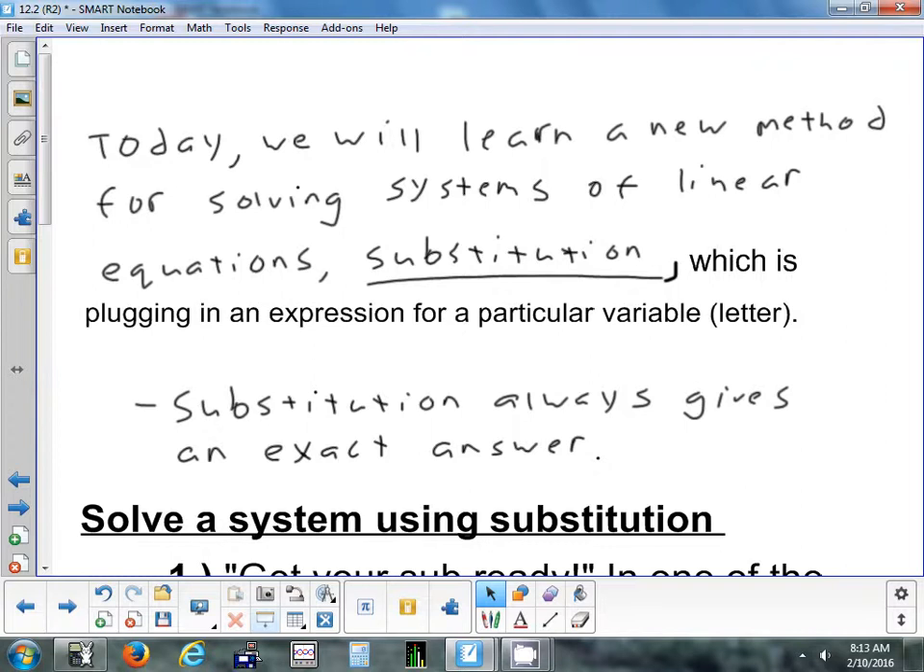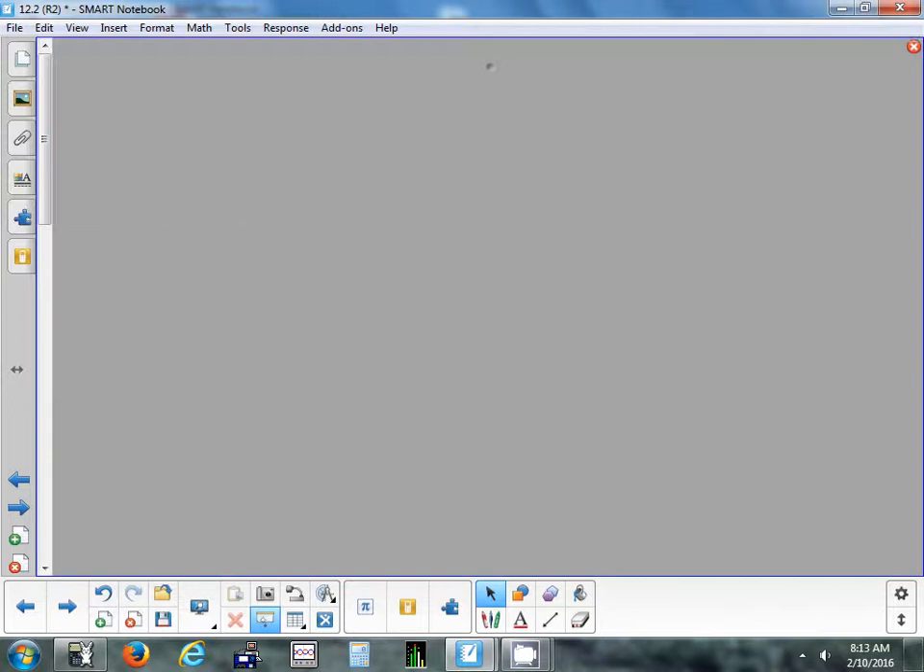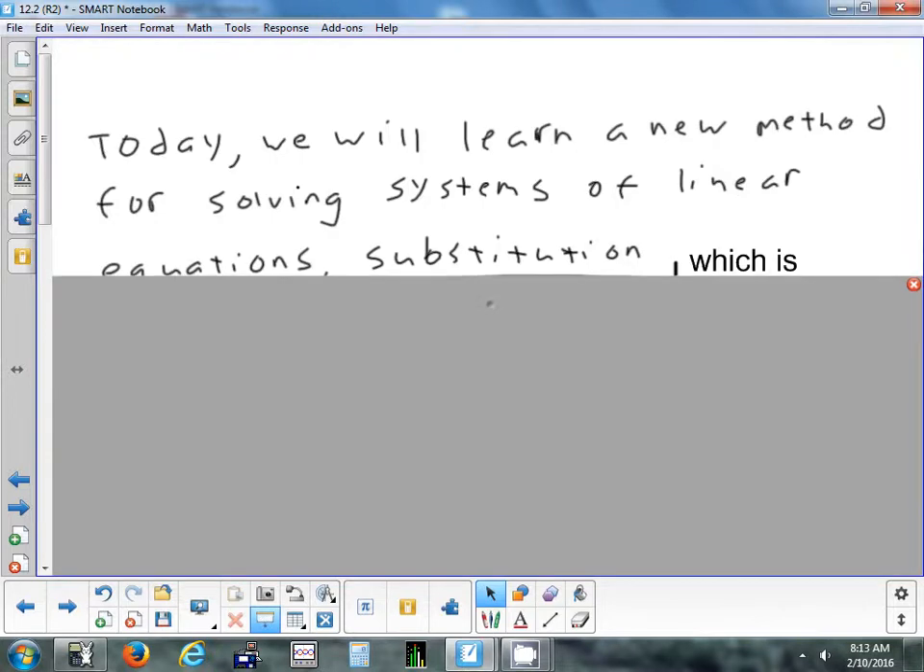All right, so we're going to look at a new method for solving systems, and that method is called substitution. It's the first of two methods that we're going to learn that just use algebra. You're not going to draw graphs, you're not going to need graph paper, nothing like that. You got that first sentence on your notes. It says, today we will solve systems using substitution.